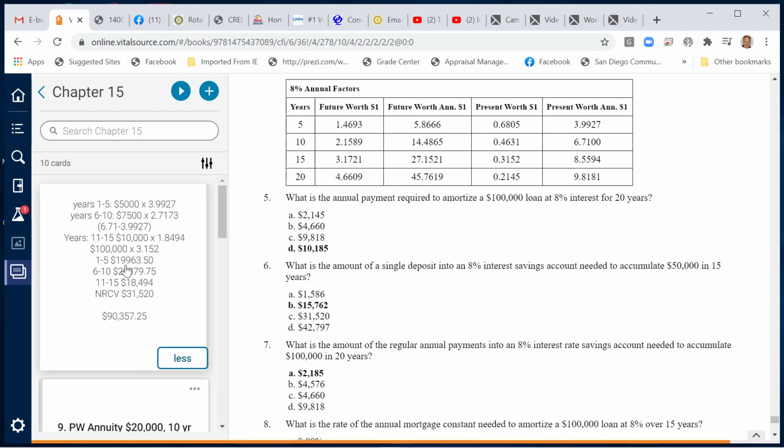So then that taken all together, we have years 1 through 5, there's the value, $19,963.50. Years 6 through 10, $20,379.75. Years 11 through 15, $18,494. And then the net residual cash value is $31,520. So if you add all those up, then you get $90,357.25.